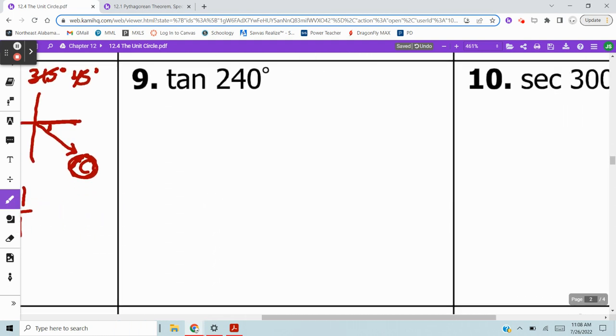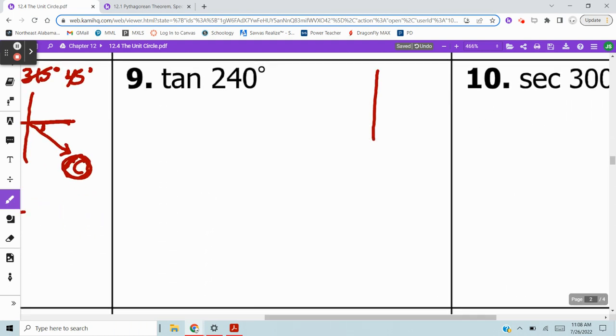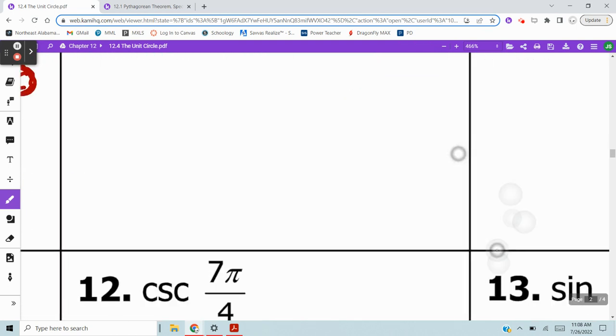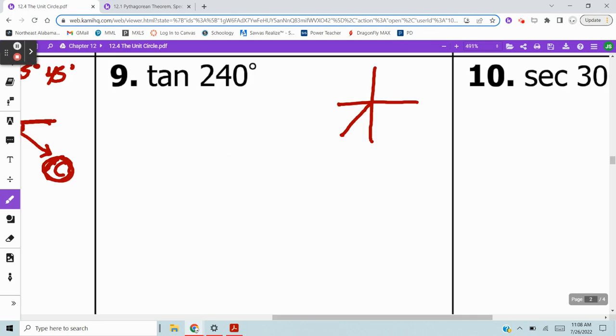Number 9, the tan of 240. So let's draw again 240. This is 180 and 270, so 240 is somewhere in that third quadrant. So here we go. There's about 240. All students take calculus. Tangent is actually positive there, so let's go ahead and put our plus sign.